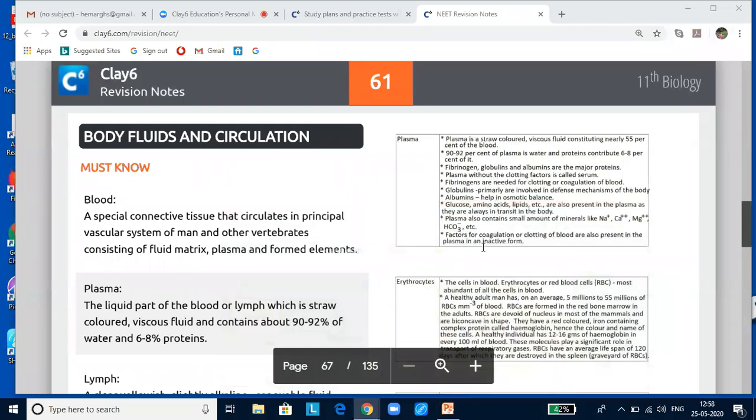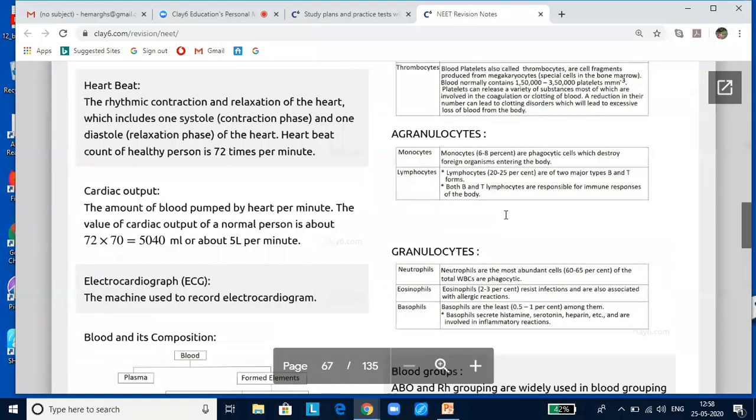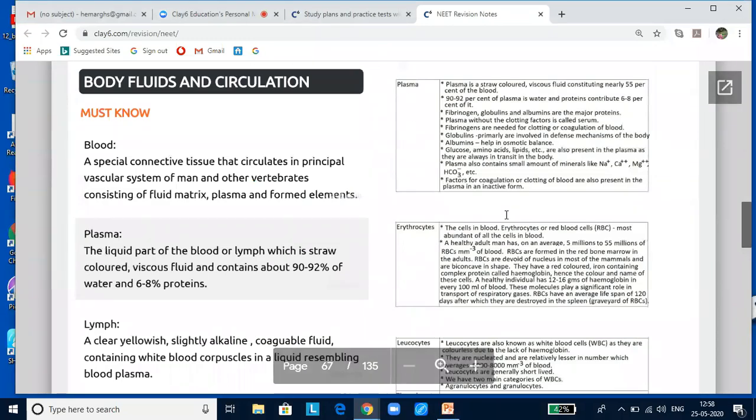Now let us look into the components here. Now, let us look at plasma. Formed elements in the blood are erythrocytes, leukocytes, and platelets. Erythrocytes are the red blood cells. They are formed in the red bone marrow in the adults. RBCs are devoid of nucleus and are biconcave in shape. A healthy person has 12 to 16 grams of hemoglobin in every 100 ml of blood. RBCs have an average lifespan of 120 days, after which they are destroyed in the spleen.